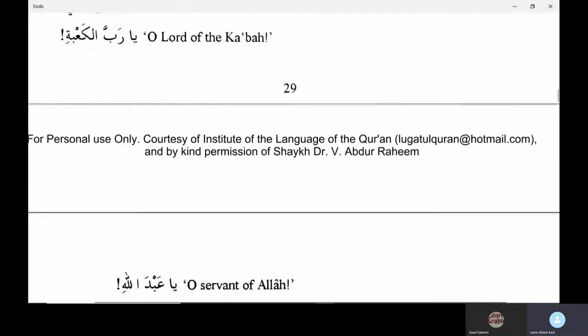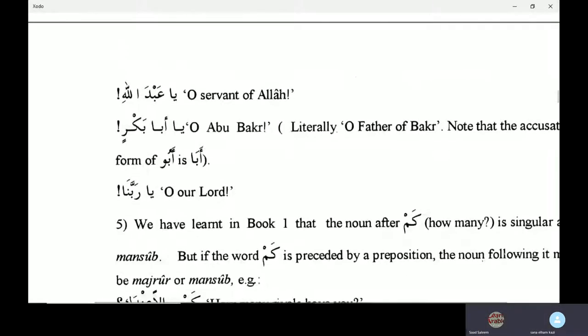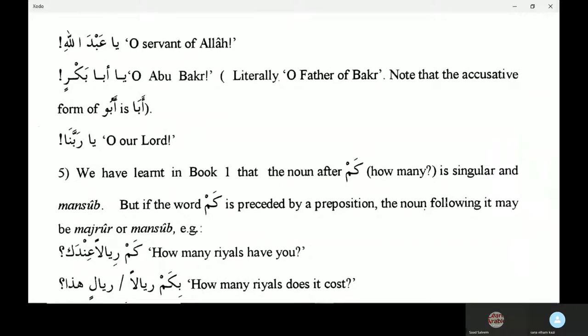Ya Abu Bakr. O Abu Bakr. Ya Aba Bakrin. Literally, O father of Bakr. Note that the accusative form of Abu is Aba. Abba, okay. In the same way, when this is majroor, it is abi. Here it was mansoob, so it became Abba.